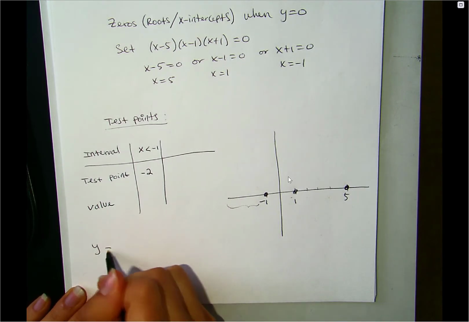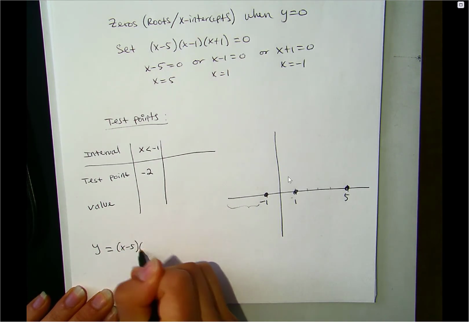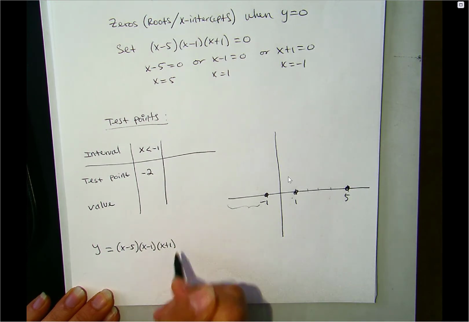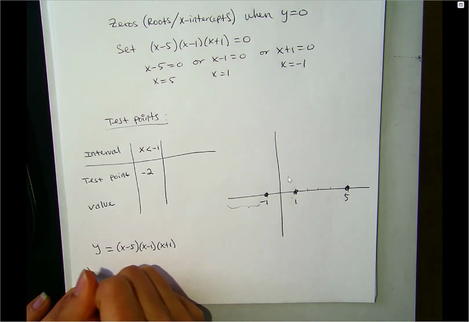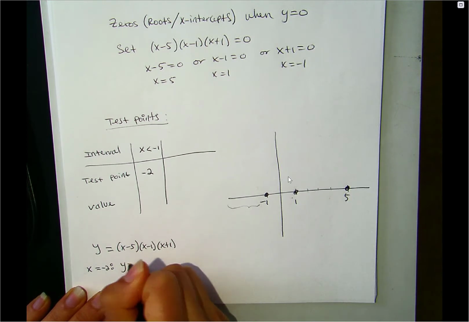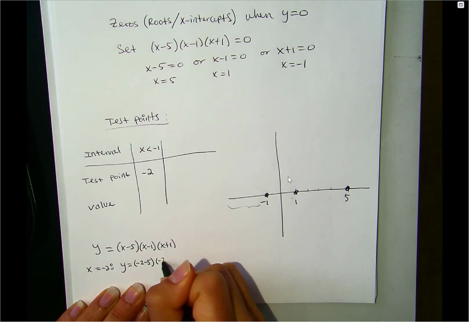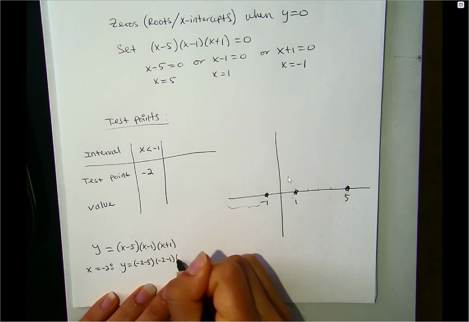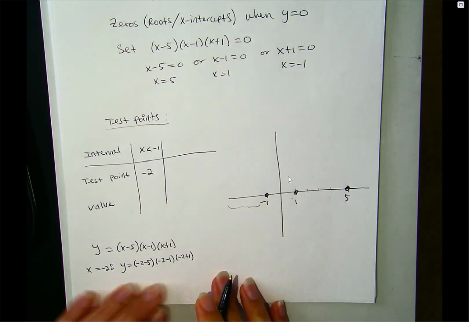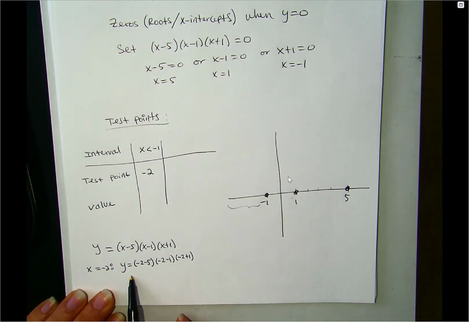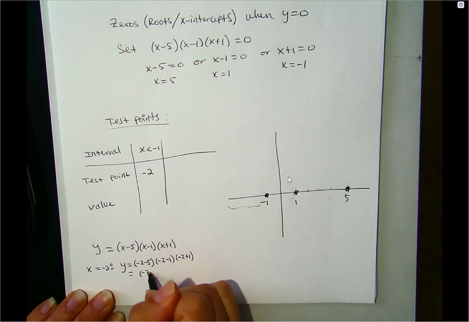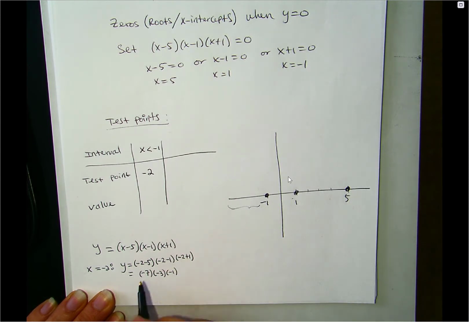I know that y equals (x minus 5)(x minus 1)(x plus 1). So when x equals negative 2, what does y equal? I'm going to have negative 2 minus 5, which is negative 7, times negative 2 minus 1, which is negative 3, times negative 2 plus 1, which is negative 1. Now, we don't really necessarily care too much about the actual value, but about the sign. So I have negative 7 times negative 3 times negative 1. Negative times a negative is positive, times a negative is negative. So I'm going to get a negative.